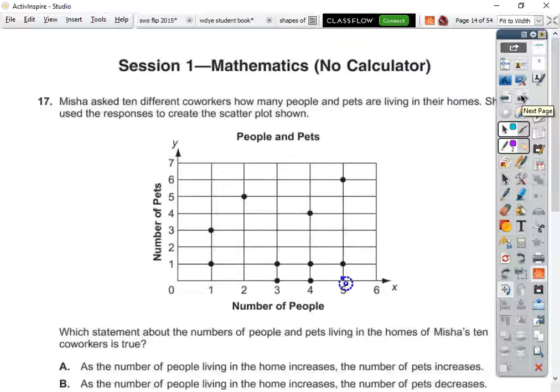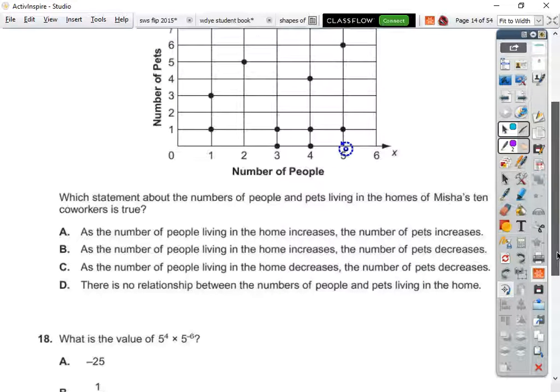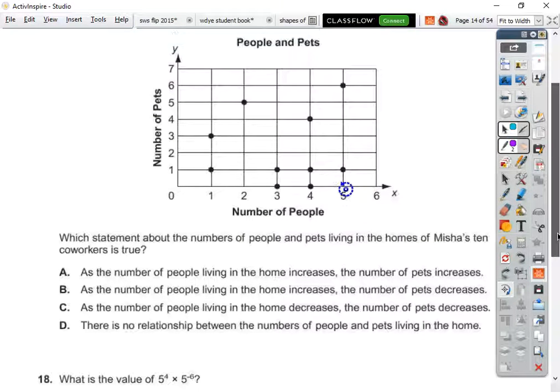Misha asked 10 different coworkers how many people and pets are living in their homes. She used the responses to create the scatter plot shown. And so we have people and pets. Which statement is true about the number of people and pets living in homes of the coworkers? As the number of people living in the home increases, the number of pets increases. Well, I don't know about that, because as we have 3, 4, and 5, it stays fairly constant at 1. You have these two people who love their animals.